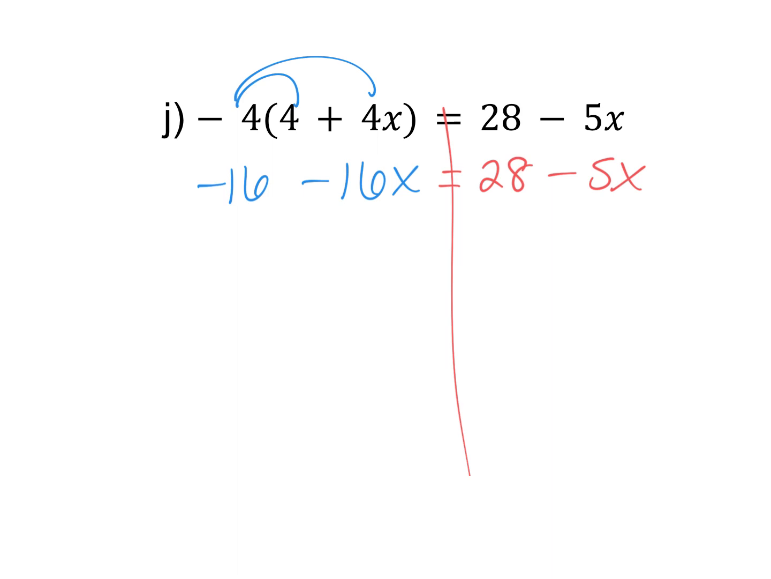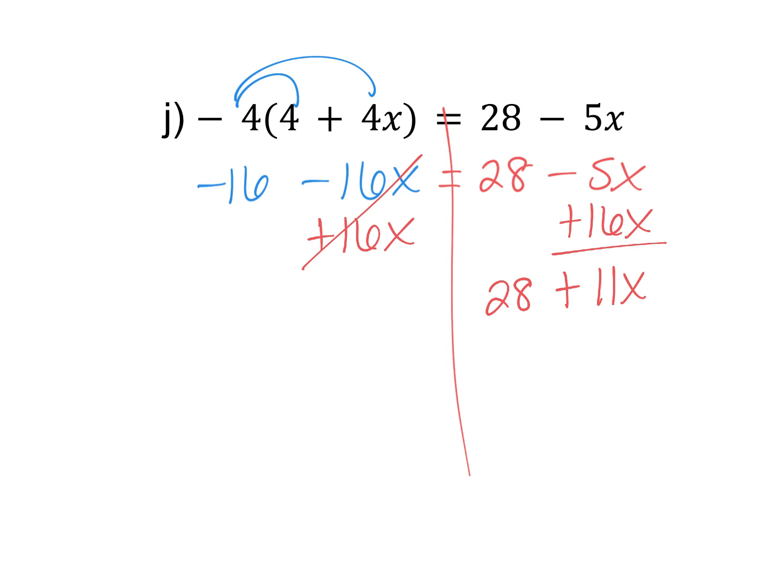Move your smaller x. Which one's smaller? Negative 16x or negative 5x? The answer is negative 16x. So we're going to add 16x to both sides. Okay. And so that would give you negative 5, don't forget the negative on the 5, plus 16x would give you 11x. And it is positive, so I'm going to drop the plus sign in between that and the 28. Equals, all that's left over on the left side is negative 16.